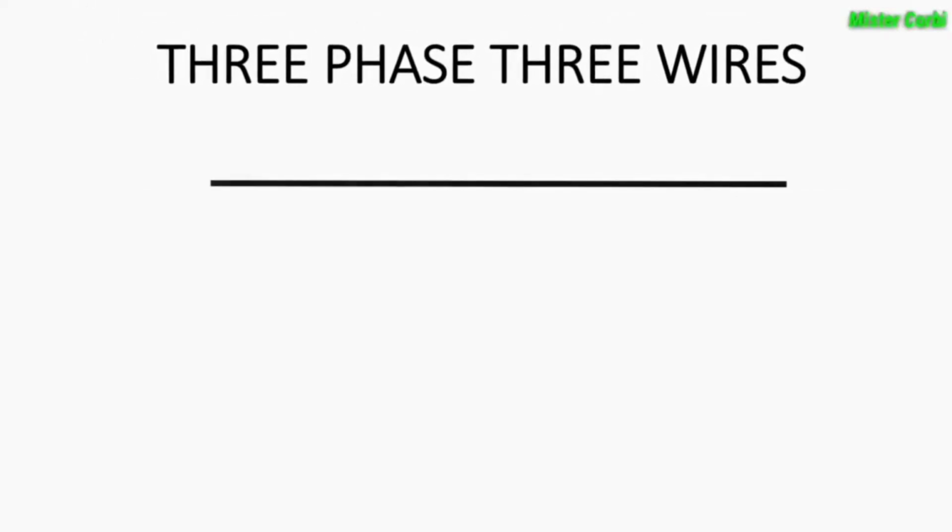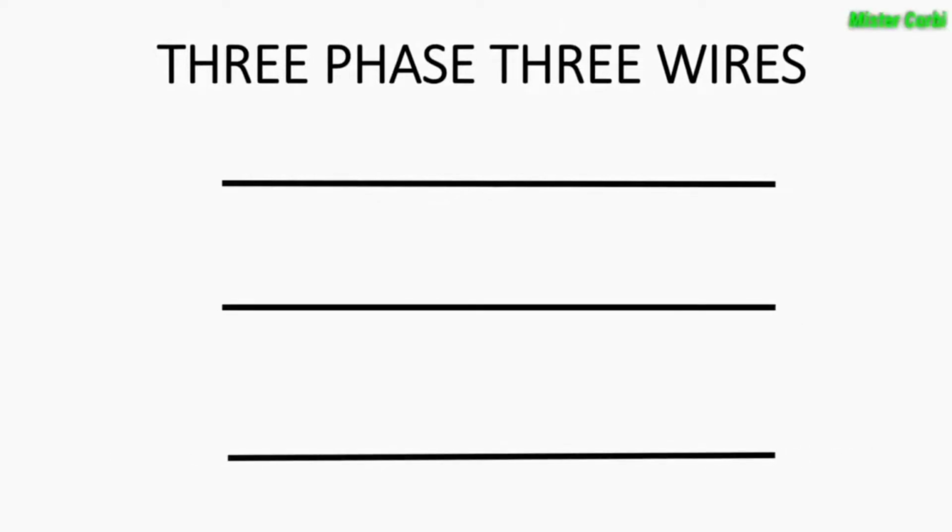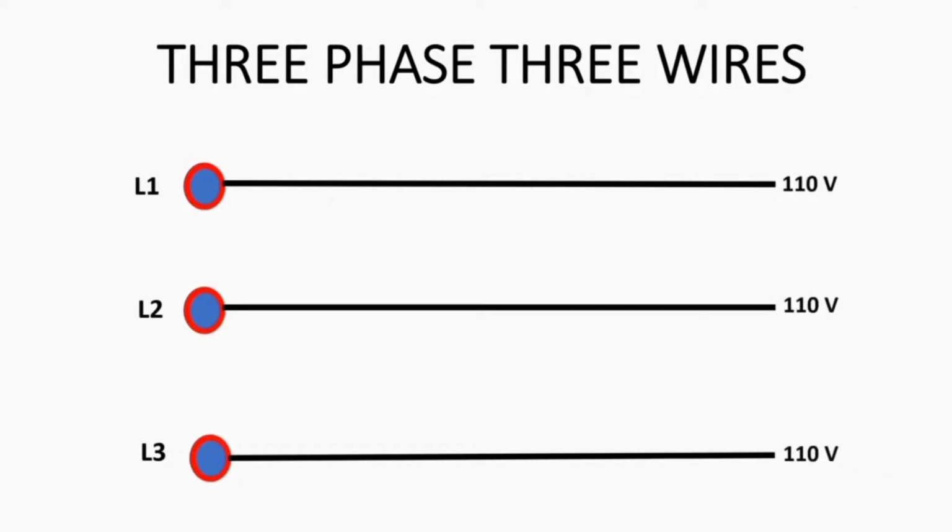Three-phase 3 wires. Three-phase 3 wires is composed of 3 lines, which is the line 1, line 2, and line 3. Line 1 has 110 volts, line 2 has 110 volts, and line 3 has 110 volts. In three-phase 3 wires, when we use line 1 and line 3 as our voltage supply, the total voltage we have here is 220 volts.